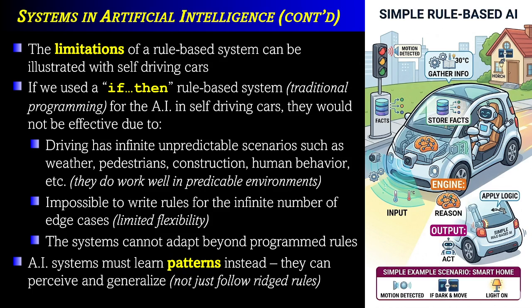We have very limited flexibility within a rule-based system. And these systems cannot adapt beyond their rules. So AI systems can't be rule-based if we're talking about self-driving cars. They have to learn patterns. They have to perceive, they have to generalize, and not just follow a rigid set of rules.